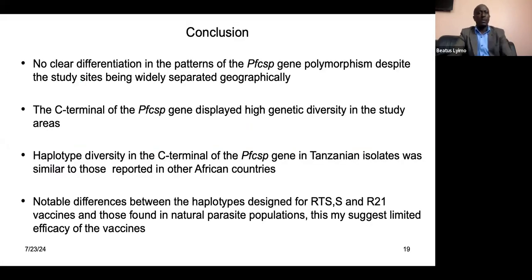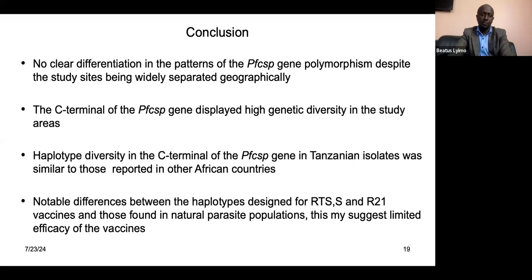So in conclusion, we can report that there is no clear differentiation in the pattern of Pfcsp gene haplotypes despite the study sites being widely separated geographically. It means that we didn't see population structure. The C terminal of the Pfcsp gene displays high diversity in the study area, and the haplotype diversity in the C terminal of the gene in Tanzania isolates was similar to those reported in other African countries.